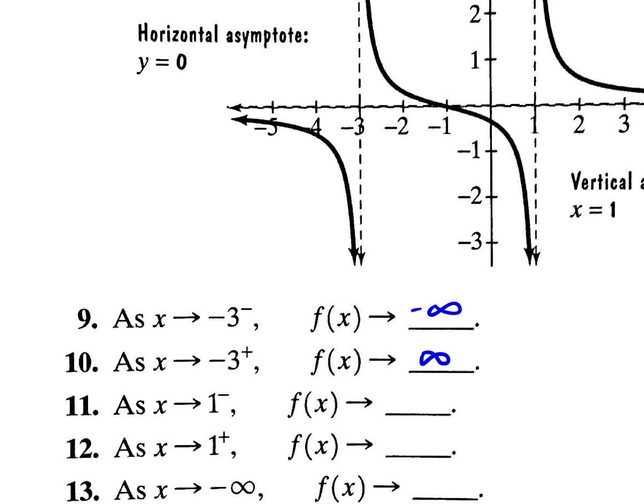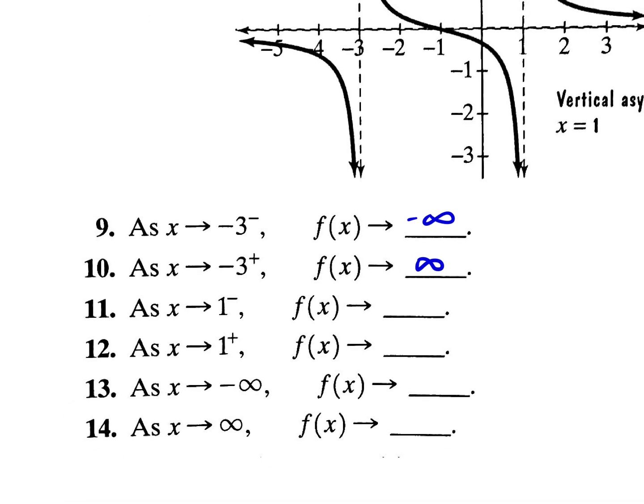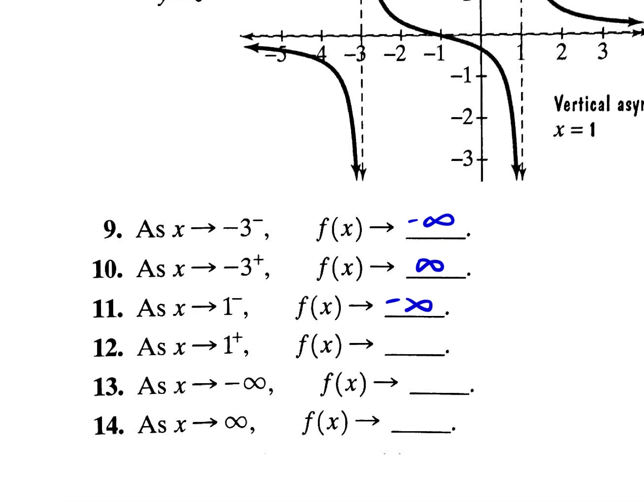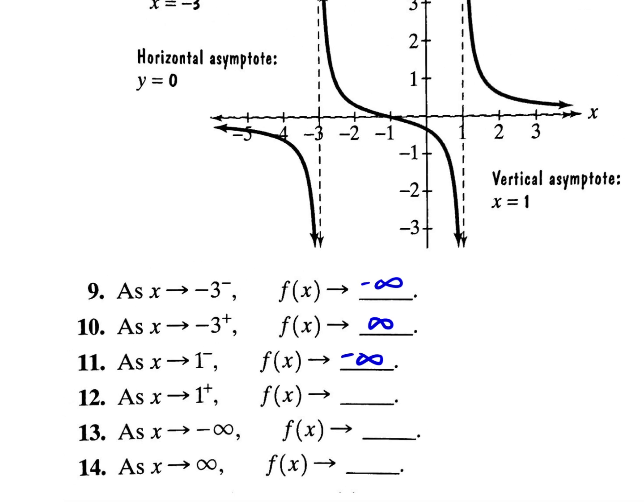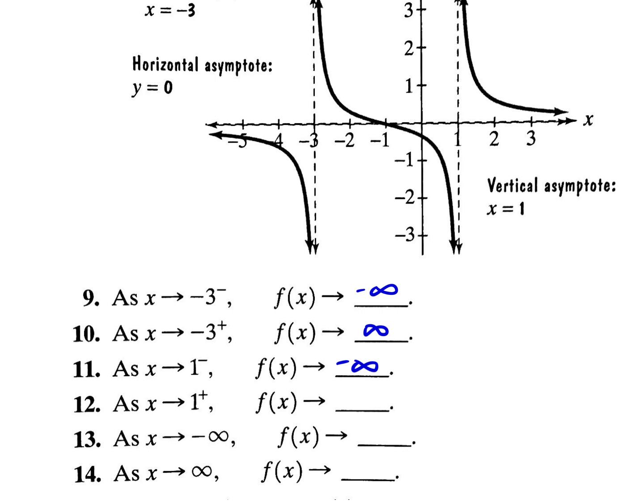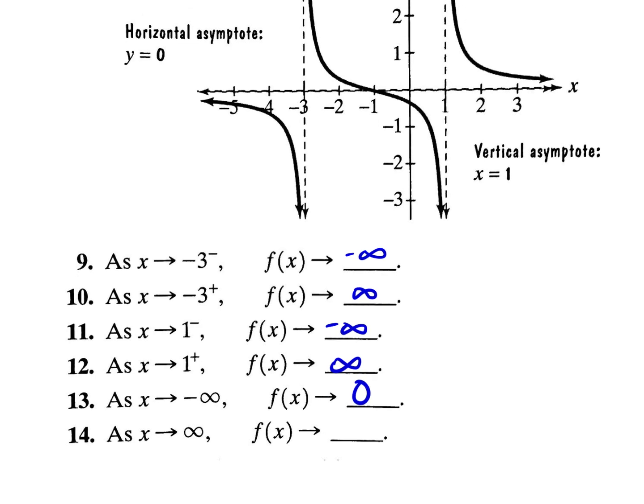And then as x goes to 1 in the negative direction, so coming from this way, where's our y going? Negative infinity. As x goes to 1 from the positive direction, where's the y going? Positive infinity. As x goes to negative infinity, so as x goes this way, where's our y going? To 0. Awesome. And as x goes to positive infinity, as x goes that way, where's our y going? 0. Perfect.